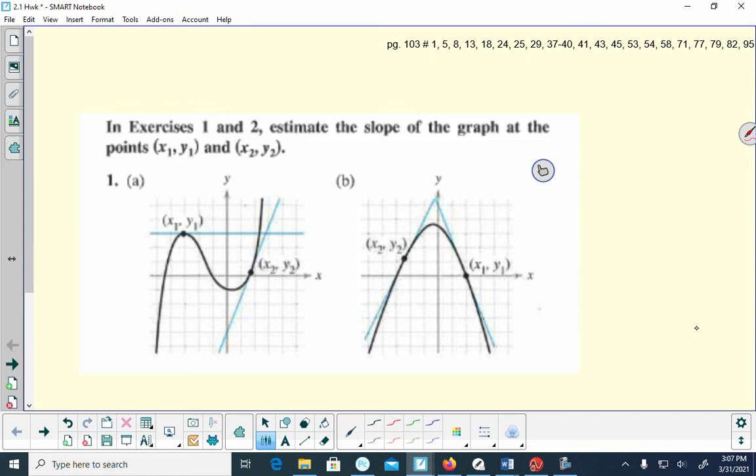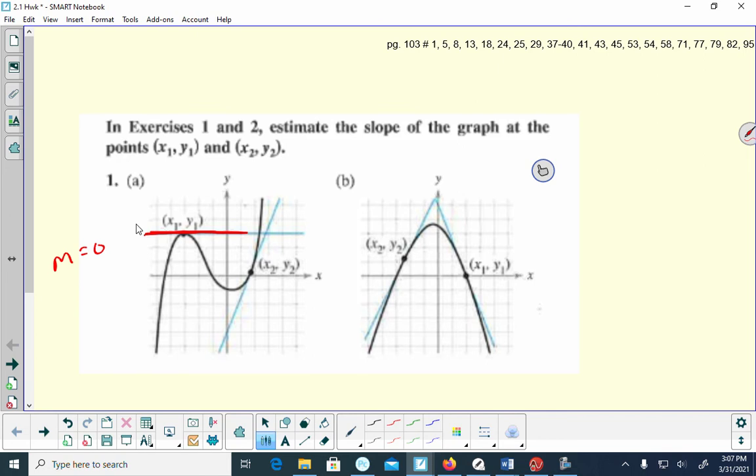So the first one, in numbers 1 and 2, they want you to estimate the slope of the graph at the first point and second point. So they want the slope. They drew the tangent lines in there, and they wanted to find the slope. The first one is just this horizontal line, so the slope of that horizontal line is just going to be 0.